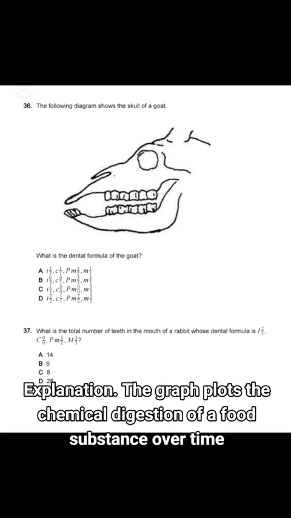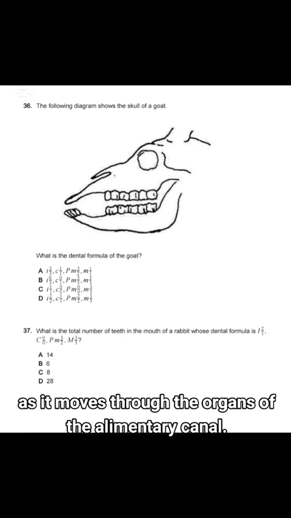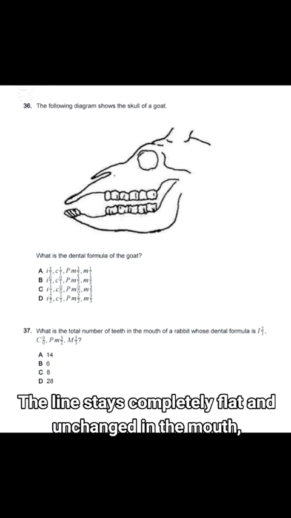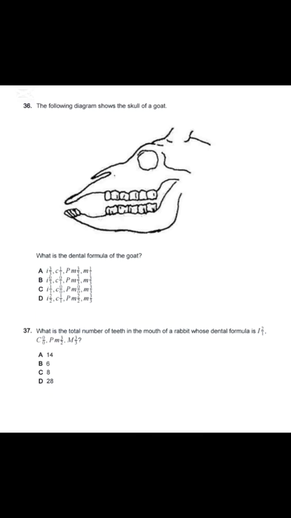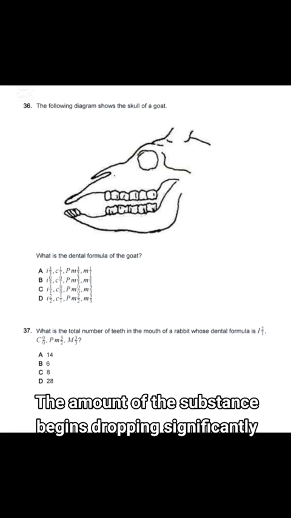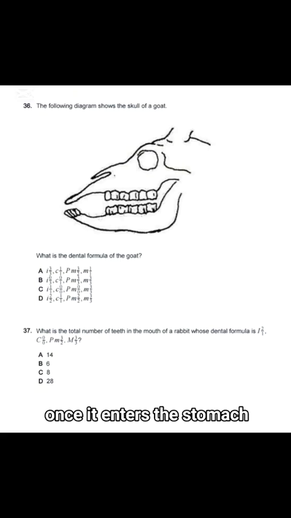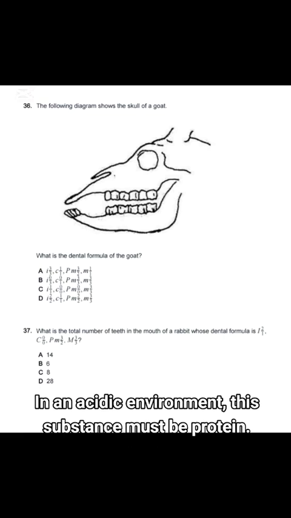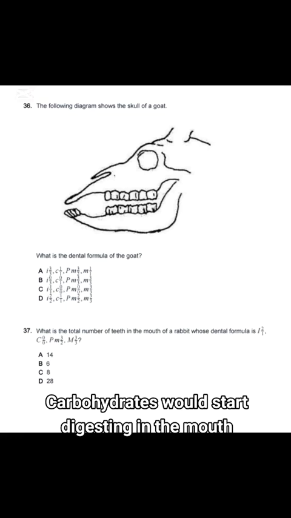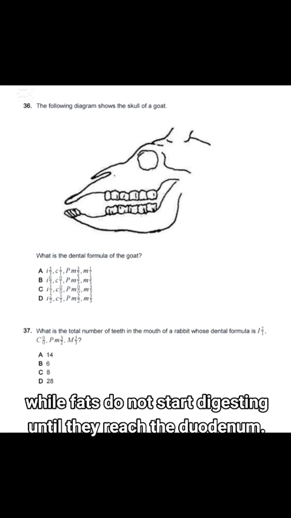Question 36. Answer: C. Proteins. Explanation: the graph plots the chemical digestion of a food substance over time as it moves through the organs of the alimentary canal. The line stays completely flat and unchanged in the mouth, meaning it is not digested by salivary amylase. The amount of the substance begins dropping significantly once it enters the stomach. Because the stomach specifically secretes pepsin to break down proteins in an acidic environment, this substance must be protein. Carbohydrates would start digesting in the mouth, while fats do not start digesting until they reach the duodenum.